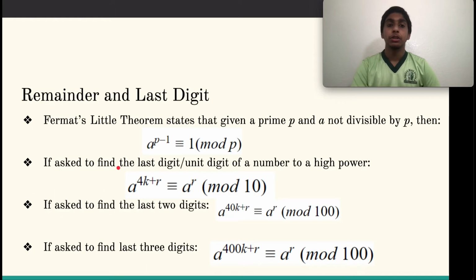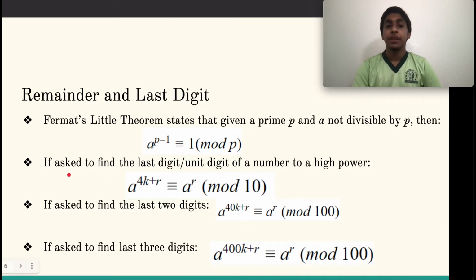Okay, so let's move on to our first topic, which is remainder and last digit. The first theorem we're going to learn is Fermat's little theorem, and it states that given a prime p, and a is not divisible by p, then a to the power p minus 1 is congruent to 1 mod p. What this is saying is that when a to the power p minus 1 is divided by p, you're going to get a remainder of 1. That's all it's basically saying.